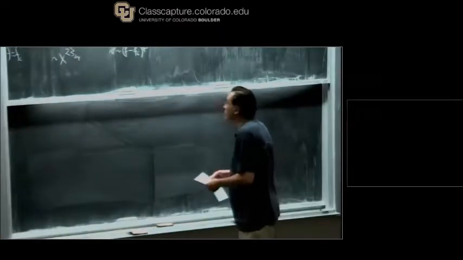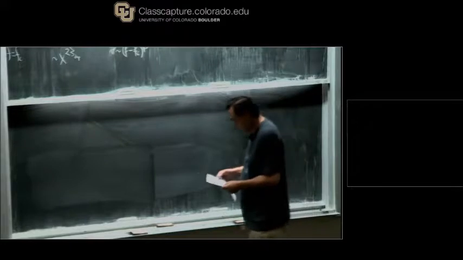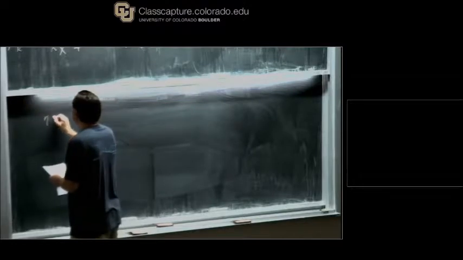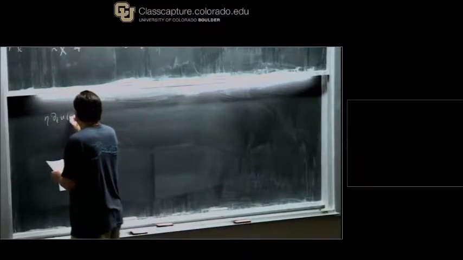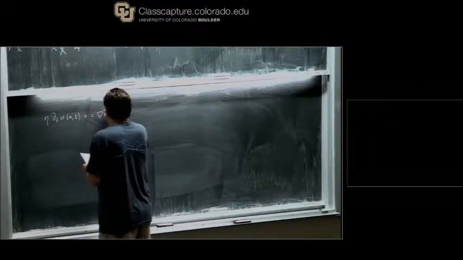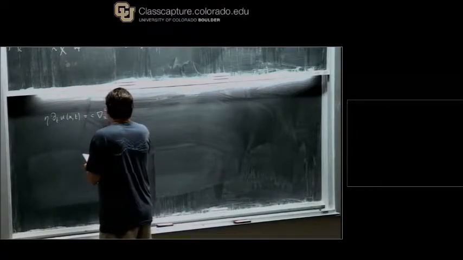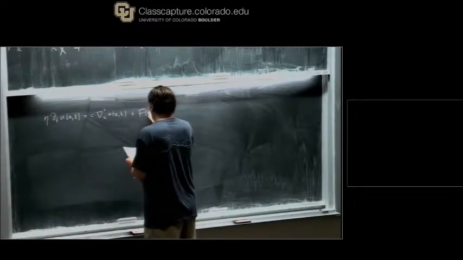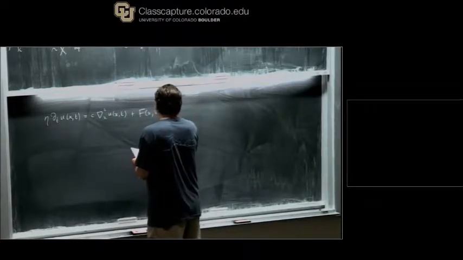Okay, so now we are going to go to avalanches. Let me write again the equation of motion, which we are going to slightly modify to find actually a nicer setting for the statistics of avalanches.